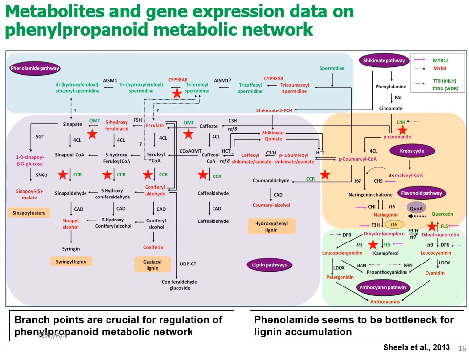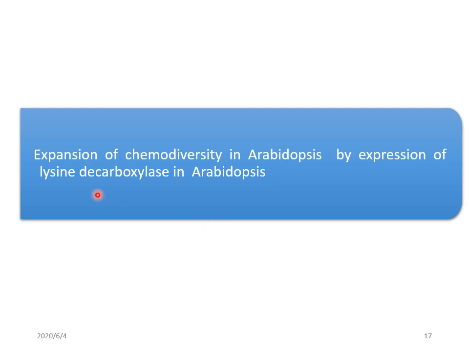Okay, now in the second example that I'm going to present, we use the same approach, and this enzyme is also a foreign enzyme, but it did not originate from bacteria. This enzyme belongs to a plant. What we did was study expansion of chemodiversity in Arabidopsis by expression of lysine decarboxylase. Meaning, we expressed a new enzyme, lysine decarboxylase, which is not present in Arabidopsis. This is an enzyme from a different plant. We expressed this enzyme in Arabidopsis, and then we asked what happens. Can Arabidopsis make new metabolites?